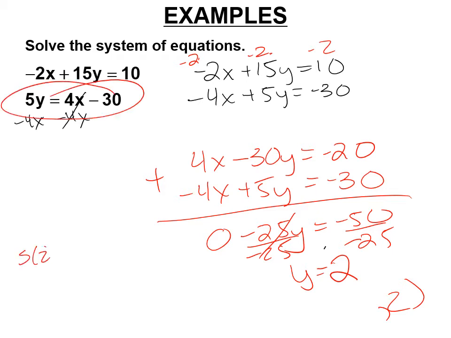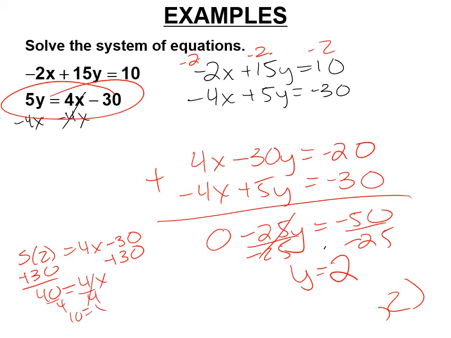All right, 5 times 2 equals 4x minus 30. Add 30 to both sides. That's 10, right? So 10 plus 30 is 40 equals 4x. Divide both sides by 4. 10 equals x. And so these two linear functions intersect at 10, 2.